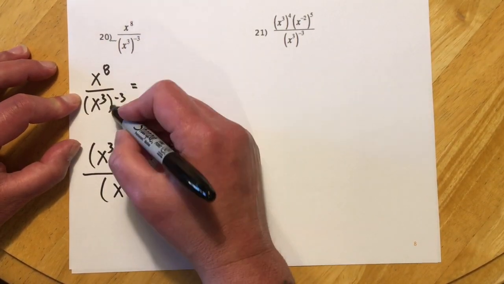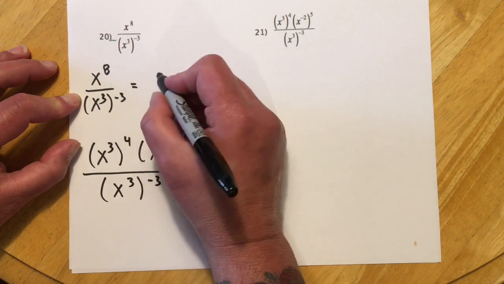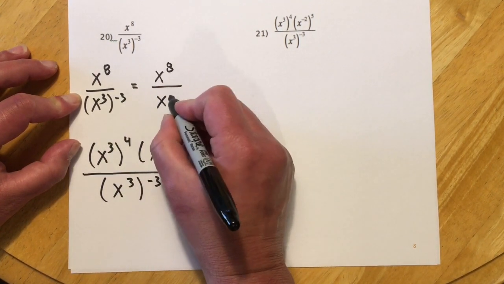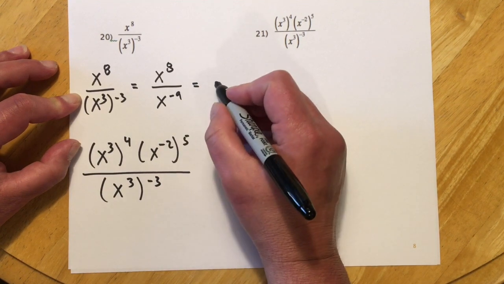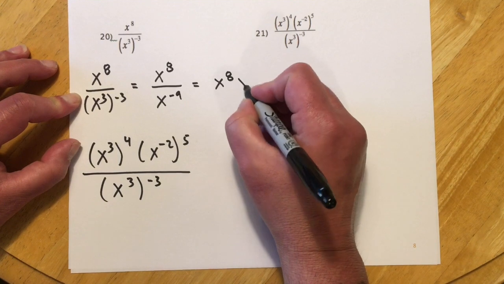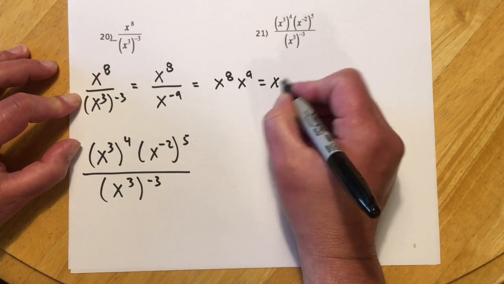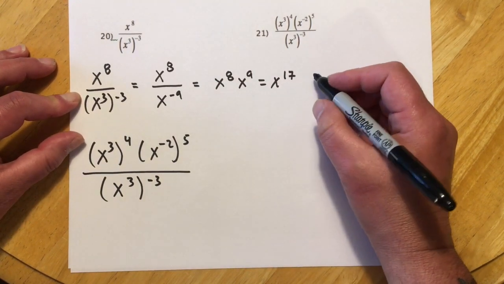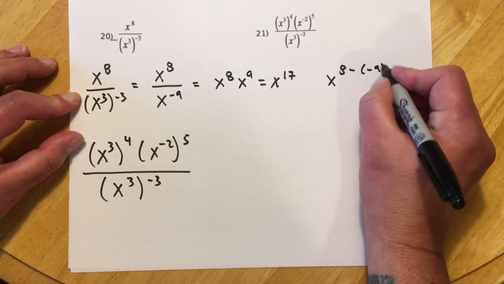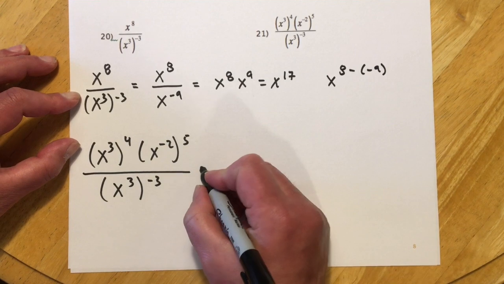Okay, so this one's number 20 again. I just rewrote it a little bit bigger. X to the 8th, negative 3 times 3, so that's x to the negative 9. And then from there, I could just bring the 9 up. X to the 8, x to the 9, and get x to the 17. Or I could have thought of it as x to the 8 minus a negative 9, same 17.